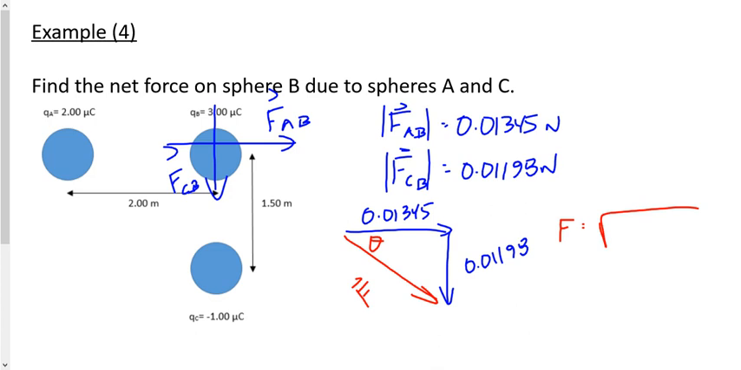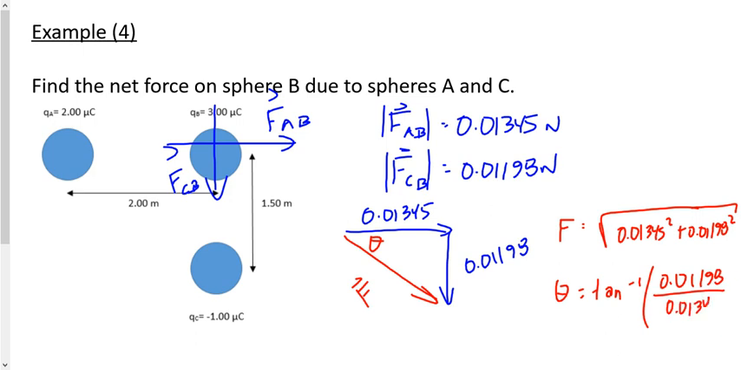the square root of 0.01345 squared plus 0.01198 squared. And then theta is equal to the inverse tan of opposite over adjacent. Opposite 0.01198 over adjacent 0.01345. We do this one for the force. We get 1.80 times 10 to the negative 2 newtons. Anybody else get that? Yes? And the angle works out to be 41.7 degrees.